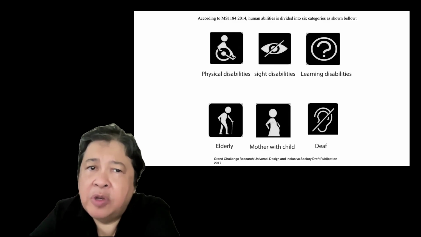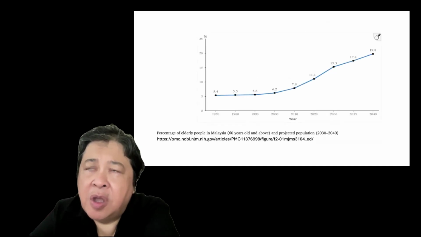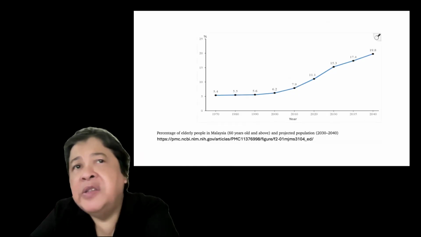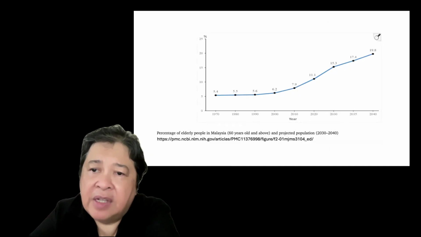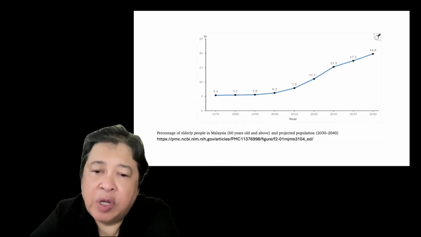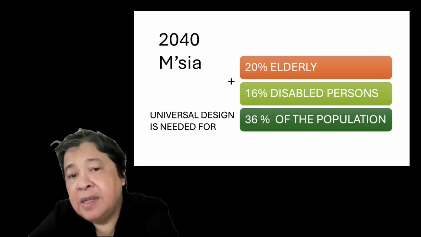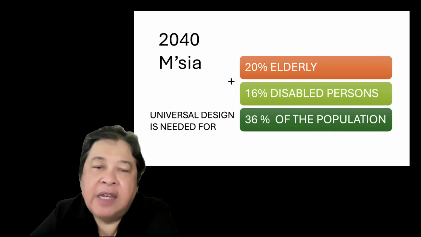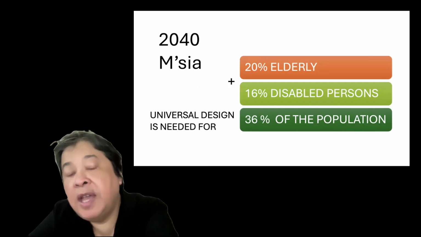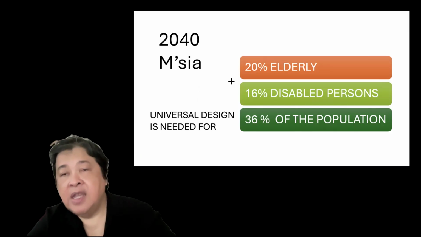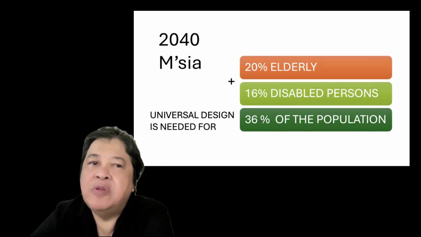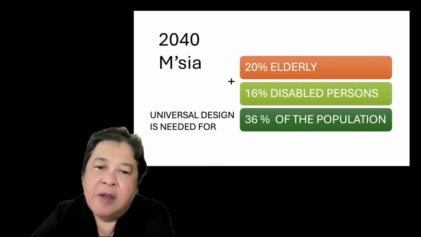So when we think about what we're doing, we need to look also into the possibility of people getting disabled later in life, such as the elderly people in Malaysia, 60 years and above, projected to be 19.8% of the population, almost 20%, by 2040. If you take into consideration the disabled population of 16% quoted by the World Health Organization, and add it to the 20% elderly population, you get 36% of the population in Malaysia by 2040 who need universal design to be naturally part of the logical design approach.